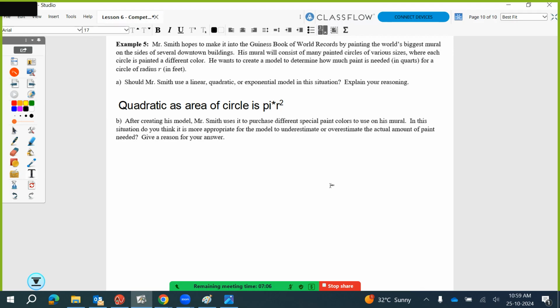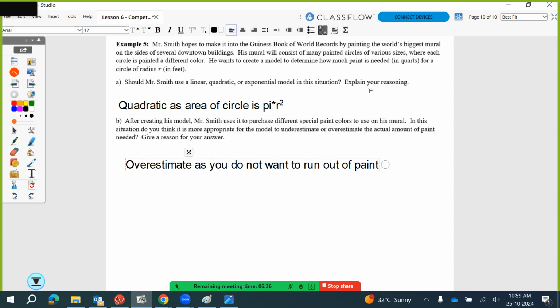Okay, let's take John. What do you think, John? Better to overestimate or underestimate? Because, like they said, if you underestimate, you run out. You don't want to run out. So overestimate is best in this context, as you do not want to run out of paint.